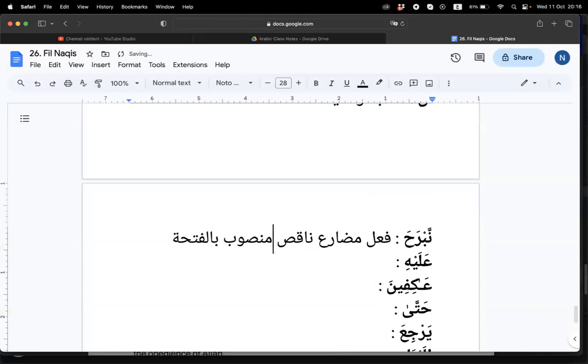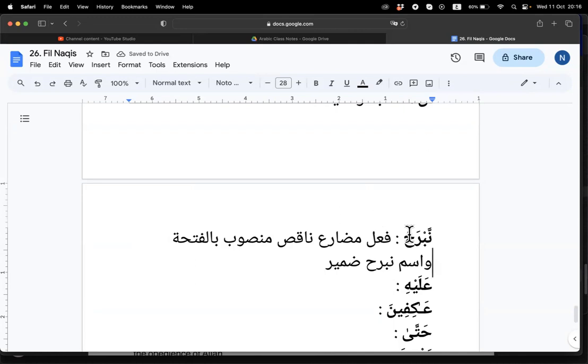Mansub naqis. Naqis, mansub bil fathah. Who's our ism? Instead of saying fa'il, we say ism. What ism? Ismuha, or isim nabaroha. Yes, correct. Isim nabaroha. We can also mention ismuha, right? Yes, correct. Ismuha. Exactly. So when we say ismuha, that ha is talking about this fi'il mudhari' naqis.